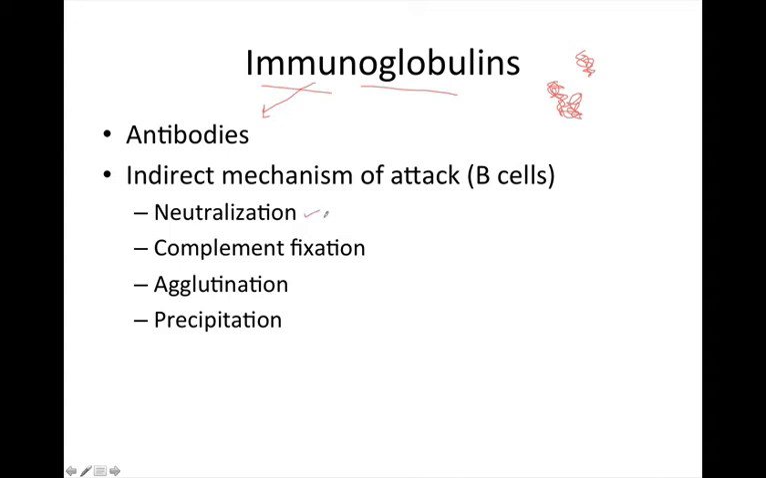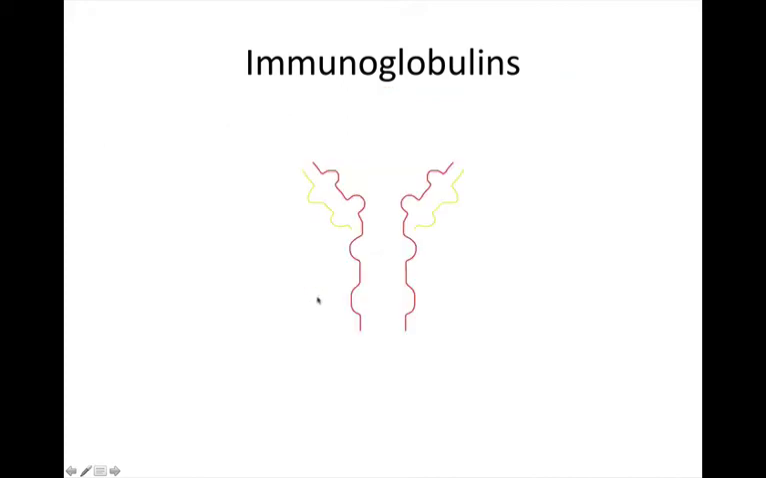One of them is neutralization, another one is complement fixation, agglutination, and then precipitation. All right, we're going to talk about these specific functions in a second. But first, let's talk about the structure of an antibody. So antibodies basically have two major regions, a couple of major chains. This is what we refer to as the light chain, and then this larger one in red here is what we refer to as the heavy chain.